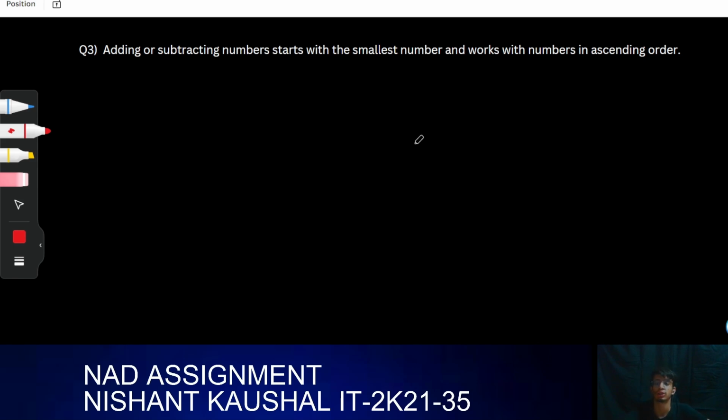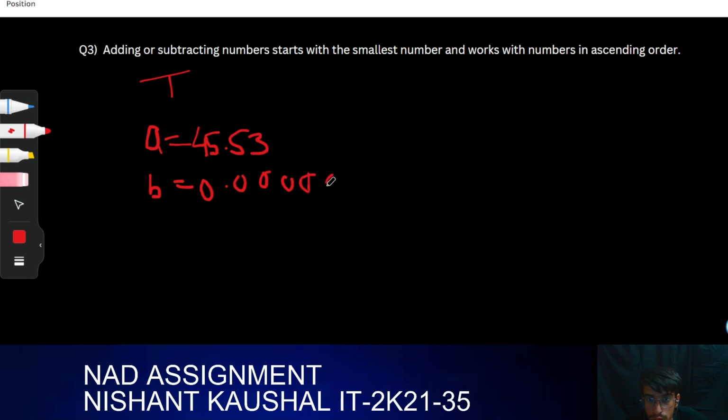Let us proceed with question 3 of our true and false. The question is: adding or subtracting numbers, start with the smallest number and work with the numbers in ascending order. This should be true, because let us take an example. A equals 45.53, B equals 0.0000005, and C equals 2.003.